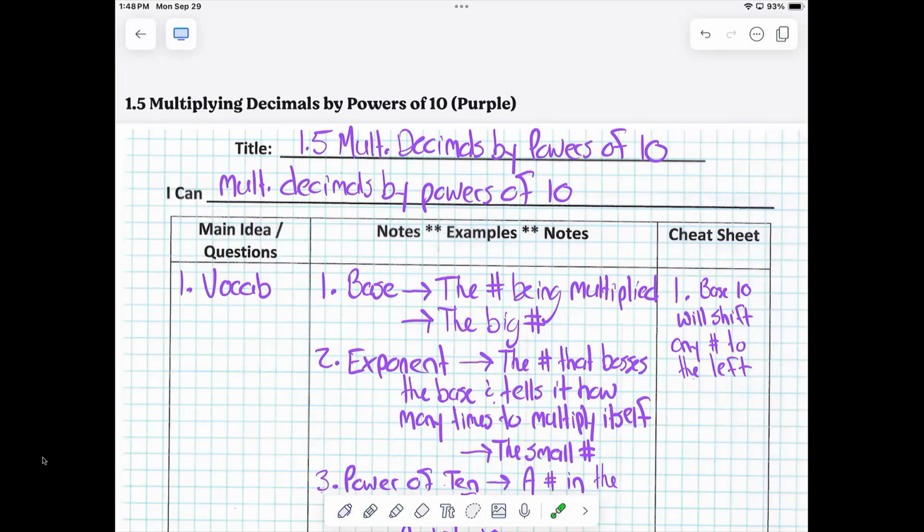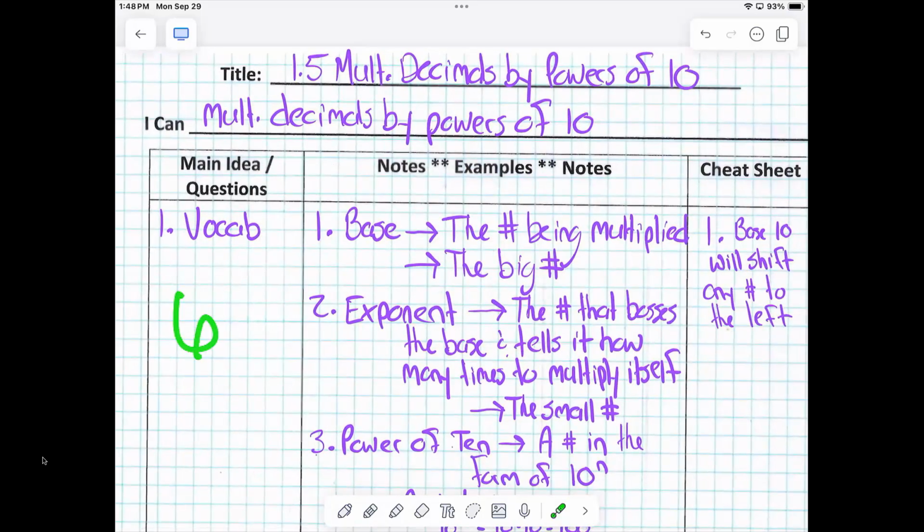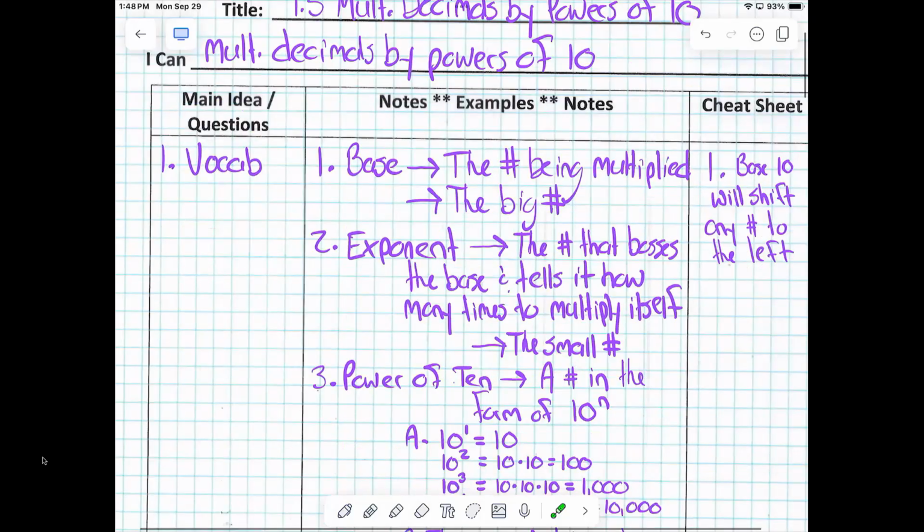Today we finished multiplying decimals by powers of 10. Question: which number is the exponent in that? 5. Which number is the base? 6. So the 6 is the big number, the base. The exponent's the 5, the small number, right?